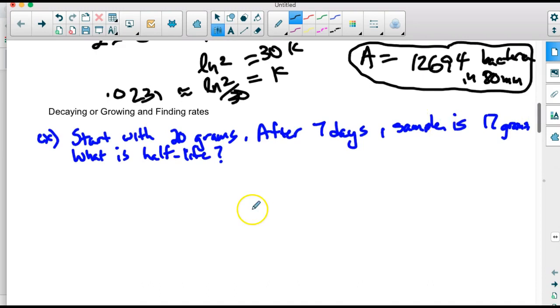We may want to work our way backwards. If we have to find a rate, they're going to give us a day and an amount, and we're going to find the value of k for that. So in this problem, we start with 20 grams. After 7 days, the sample has 17 grams. That means it's decaying, so your k value is going to be negative. We want to know what the half-life is, how long it takes to get to 10 grams. It's going to be longer than 7 days. But let's see if we can get this to work out. So I'm using my same equation.